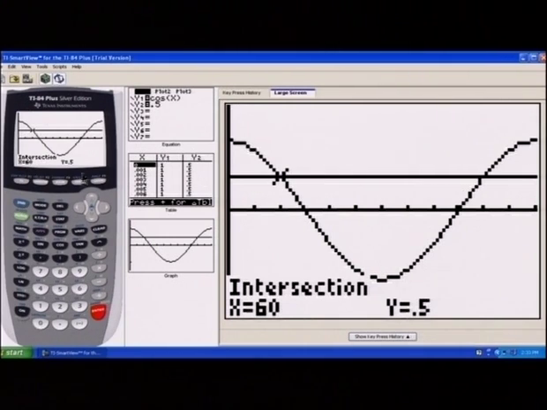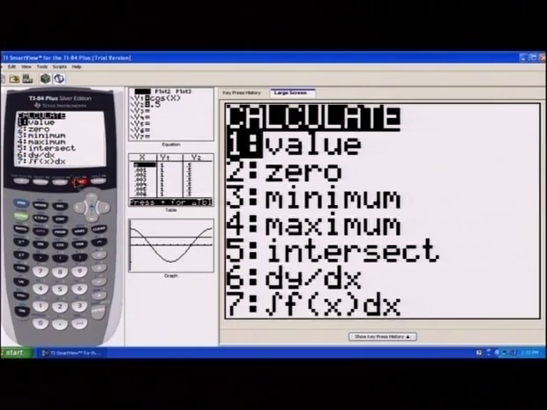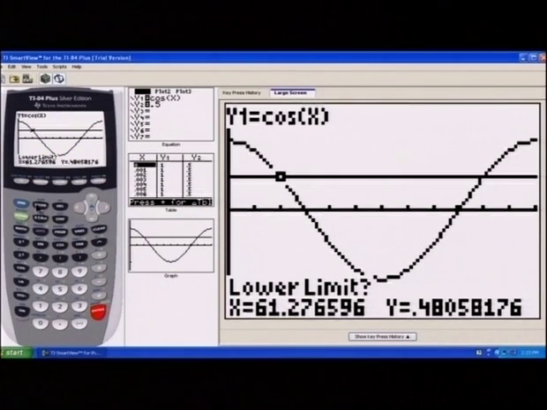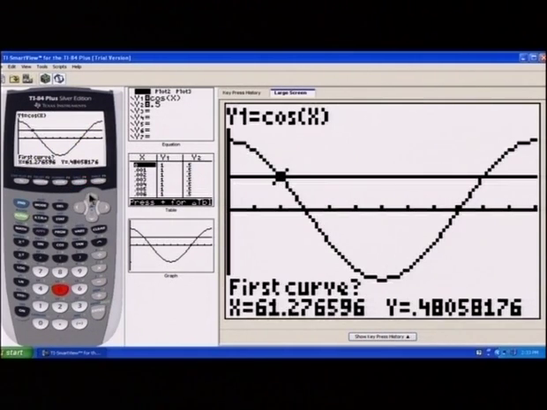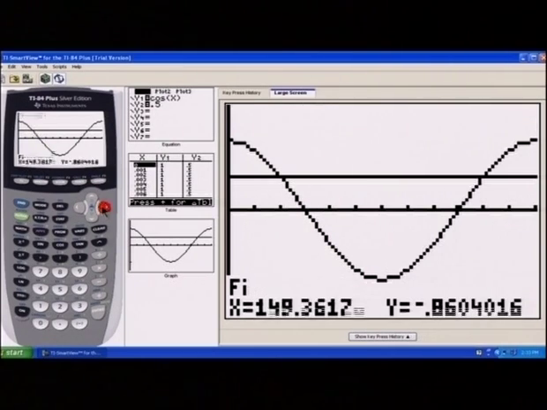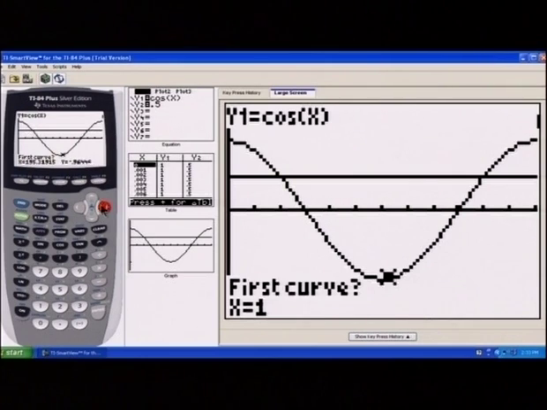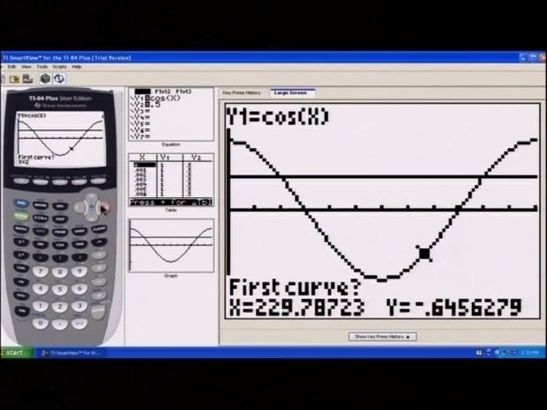Okay. And then when I'm looking for the second intersection, I'm going to just do that process again. Second, calculate, intersection. I can also just arrow down to the number 5 and hit enter. Oops, I didn't hit that. Second, calculate, 5. On this one, I want to make sure that I'm closer to the point I'm looking for. So I need to get my cursor over closer to that second intersection point.